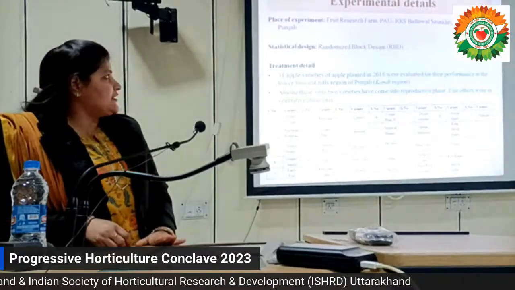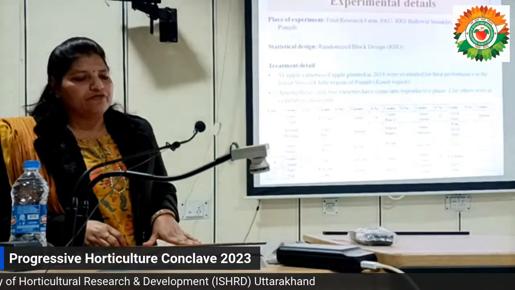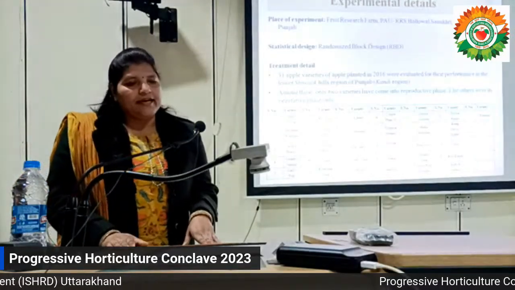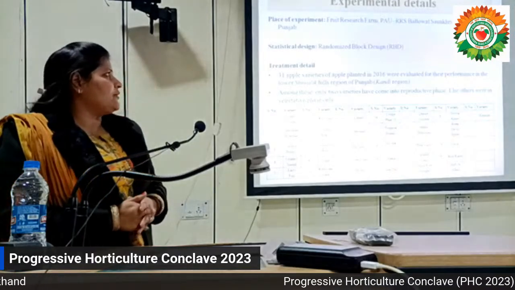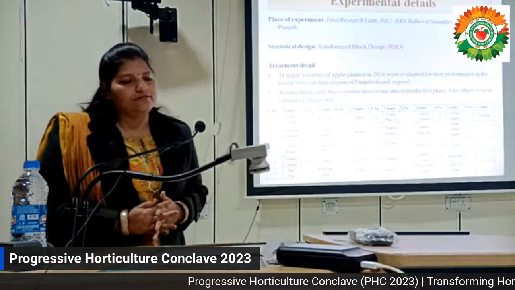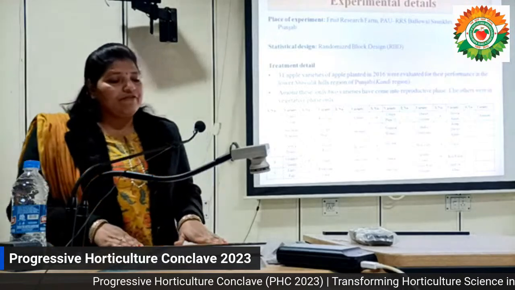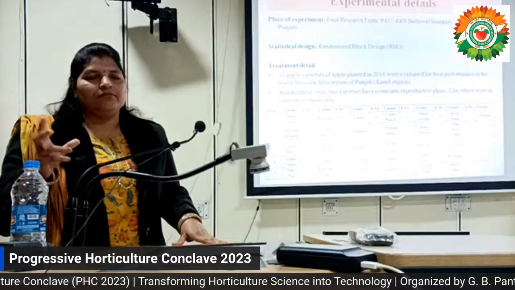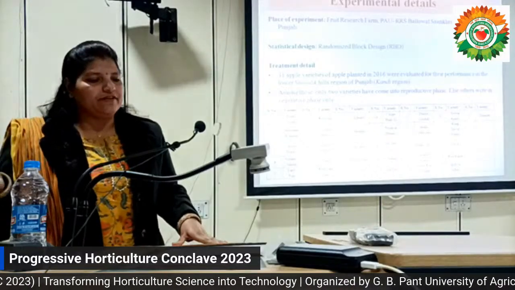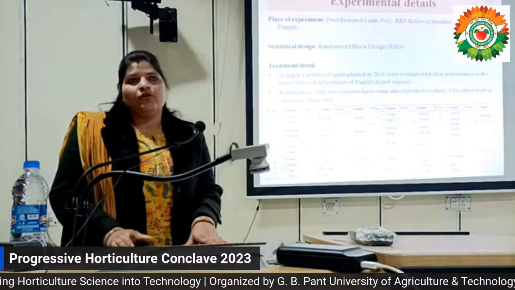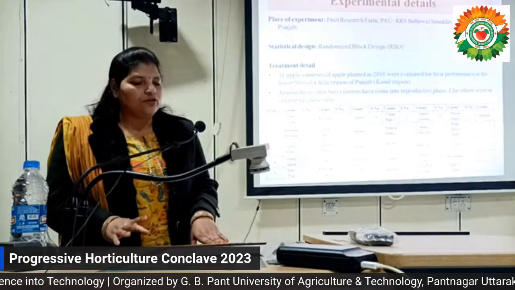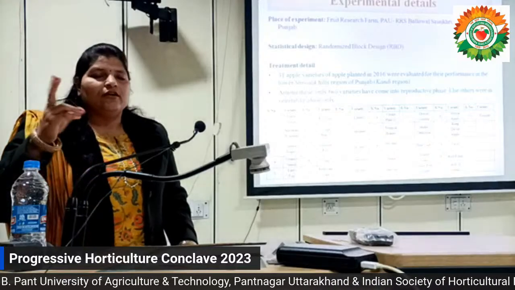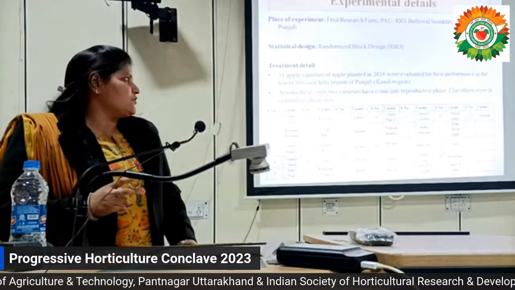So the experiment has been conducted at the fruit research farm of RRS Ballowal Sonkdi. It is near SBS Nagar. And the statistical design was a randomized block design. In that experiment, we have taken 31 apple cultivars, and these cultivars are grouped as low chill, mid chill, and high chill varieties. Among these, only 2 cultivars, Anna and Golden Dorset, have come into flowering and fruiting. So I'm going to present the physicochemical properties of these 2 varieties only.